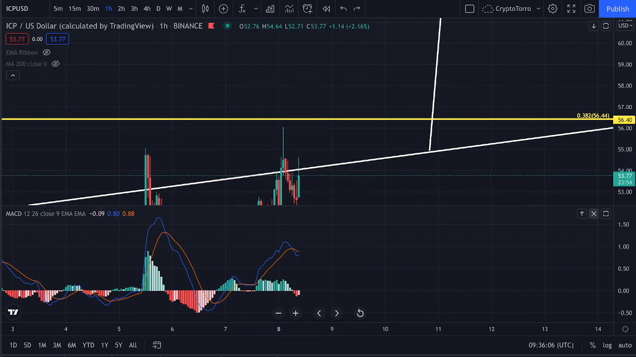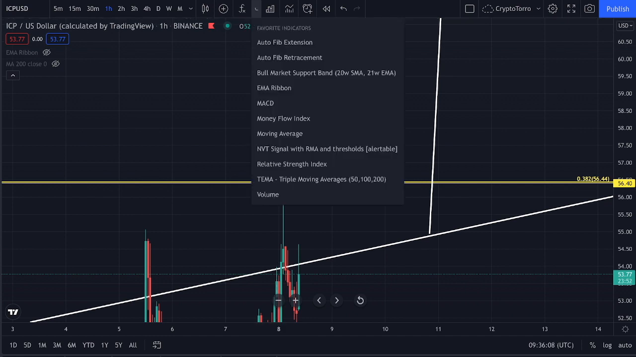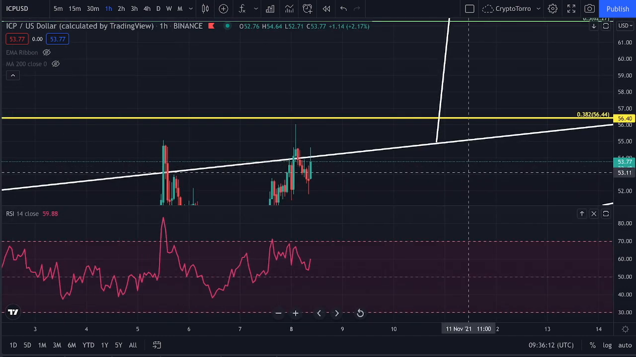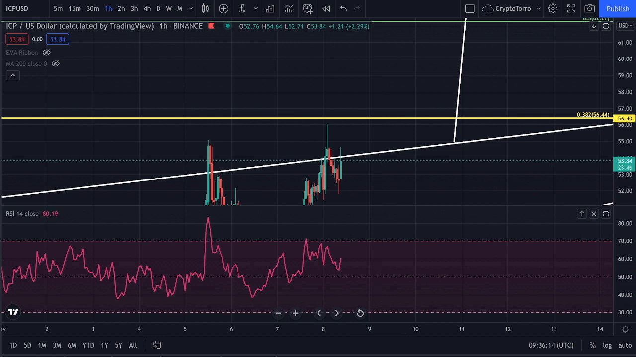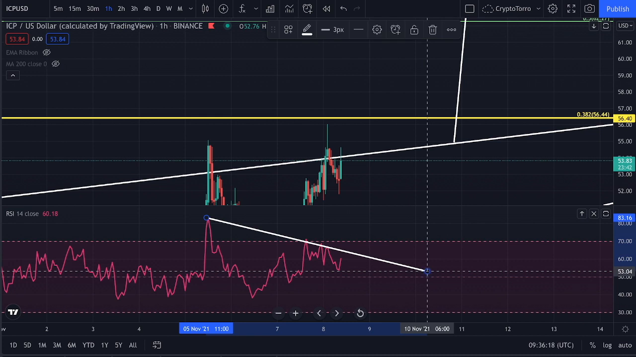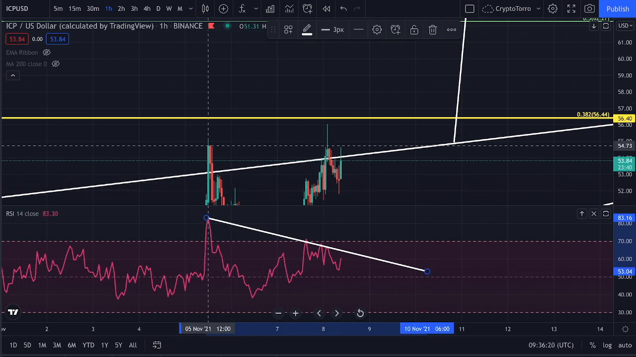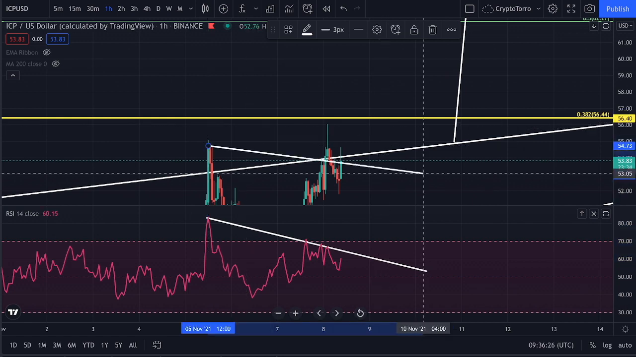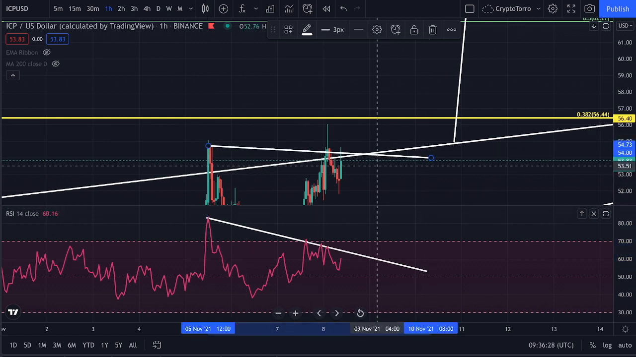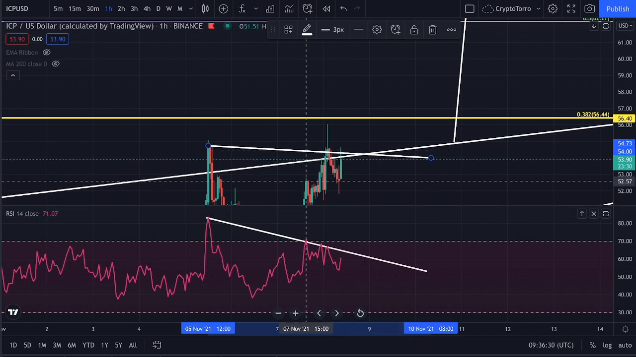As well, I would like to discuss the RSI. On the RSI, what you can clearly see is that we are creating a lower high on the RSI, and we could perhaps create a higher low on the chart if we see more momentum towards the upside. That would be quite devastating actually, because we will be creating at that point in time a bearish divergence. That's something that we are not seeing yet, but you have to take into account that that is perhaps possible.